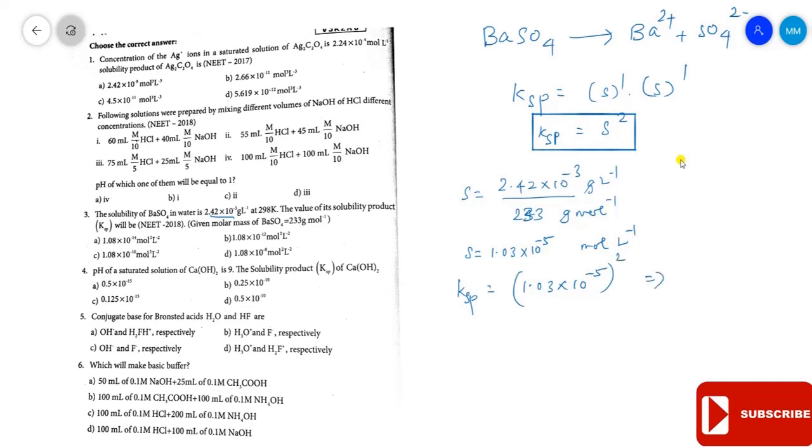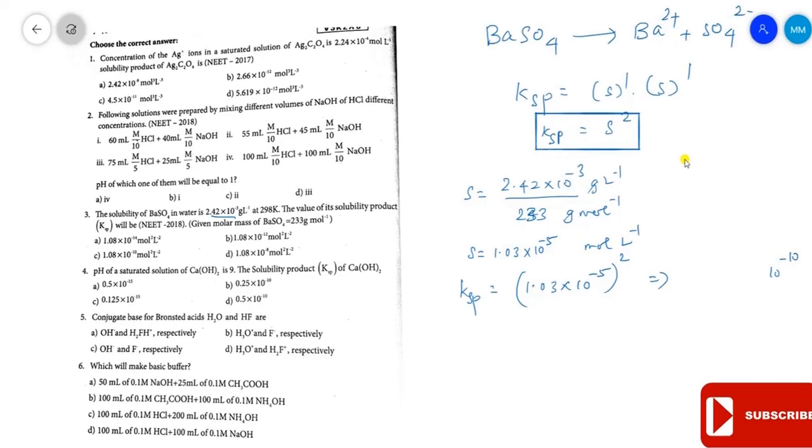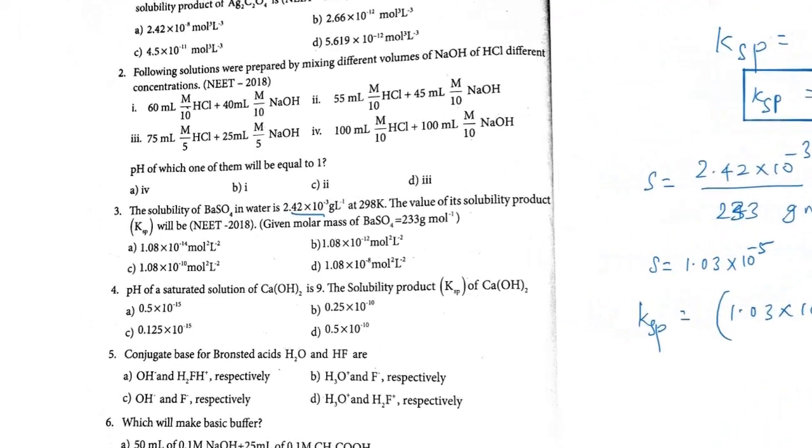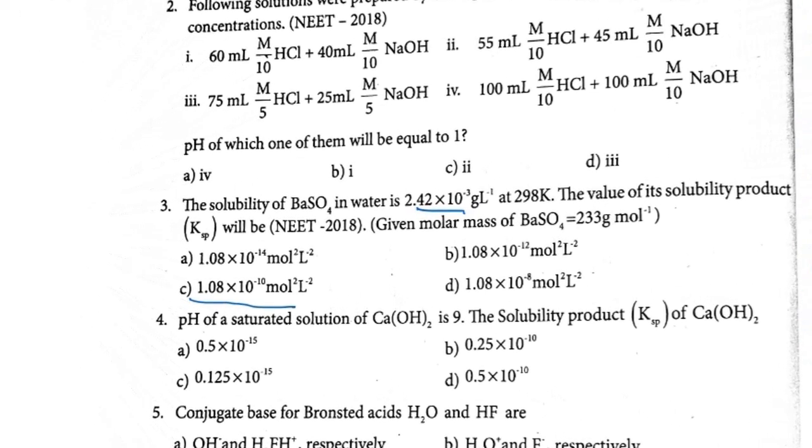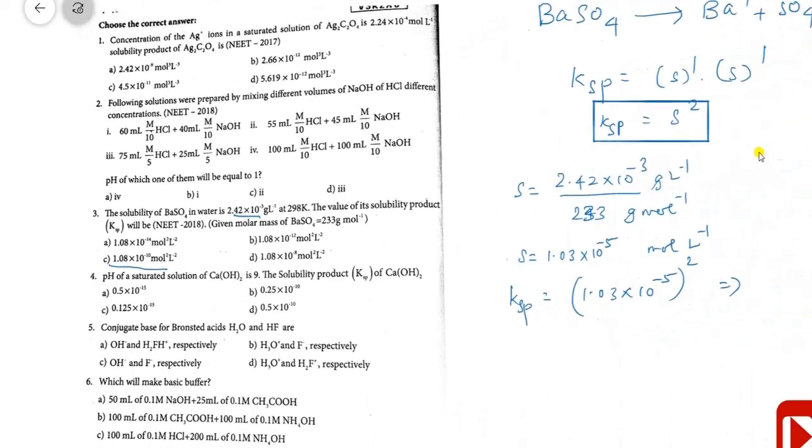So approximately the answer will be in the minus 10. The minus 10 is only in option C. Okay, and your answer may be C.